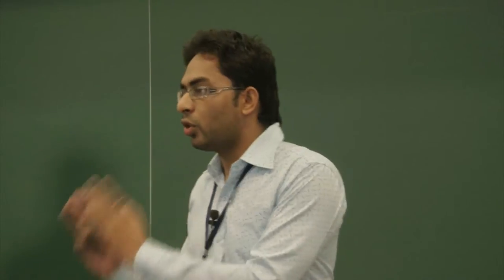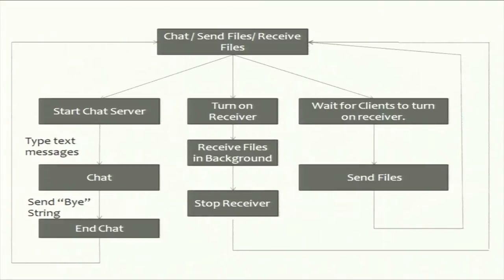Once the first client is connected, the group will be formed. And once the group is formed, the group owner can announce his device name. Once all the clients know their device name, they can just connect to the group owner. The group owner has three functionalities: the first one is chat, then send file, then receive file.